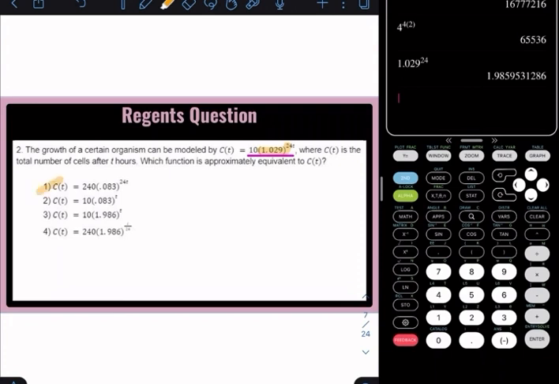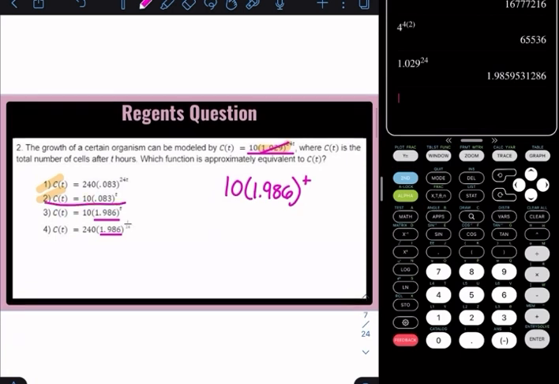So we can get rid of 1 and we can get rid of 2, because I like this number inside the parentheses. When I do 1.029 raised to the 24th power, I can just replace that with 1.986. My exponent is still going to have the t there. I'm not going to divide the t by 24. So my answer would be choice 3.